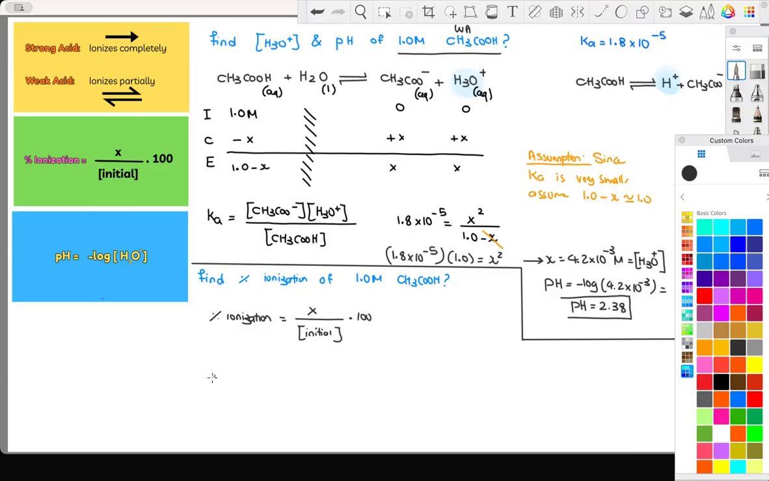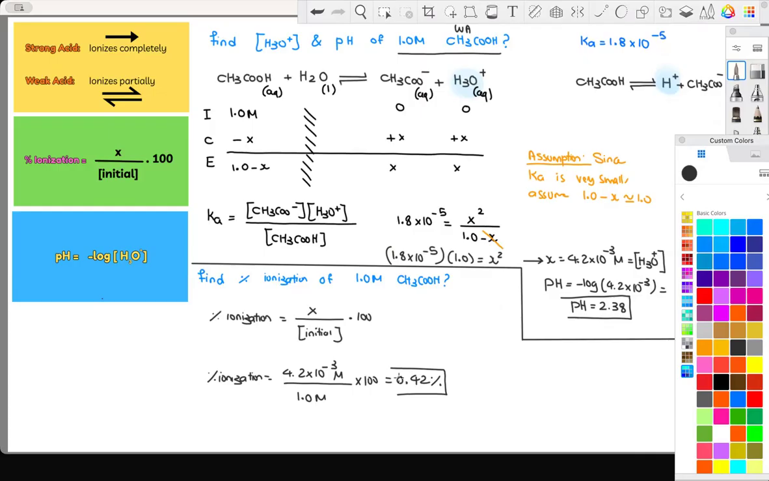So in this case, our X was 4.2 times 10 to the negative 3 molar over our initial concentration, which was 1 molar. And then we multiply it by 100. So percent ionization ends up becoming 0.42%, which proves that this is a very weak acid. So this percentage is so low that it's not even 1%. It's such a low percentage of ionization, which proves that the acid is weak.